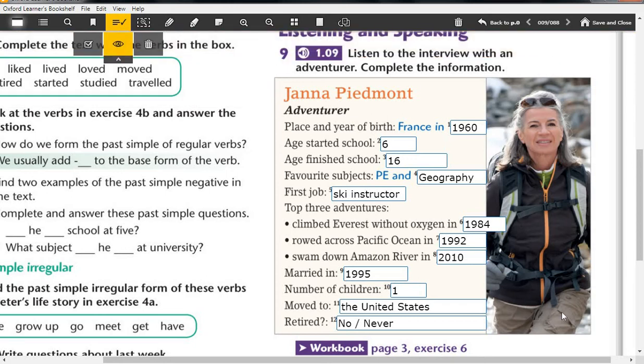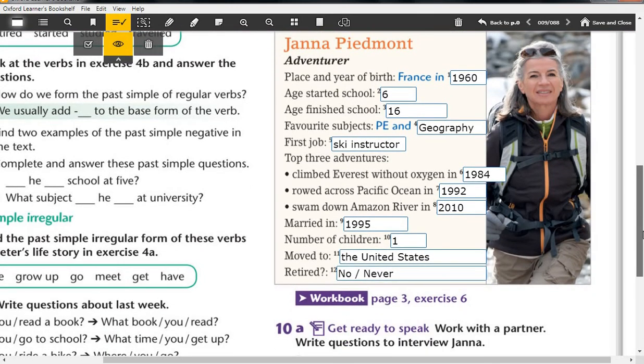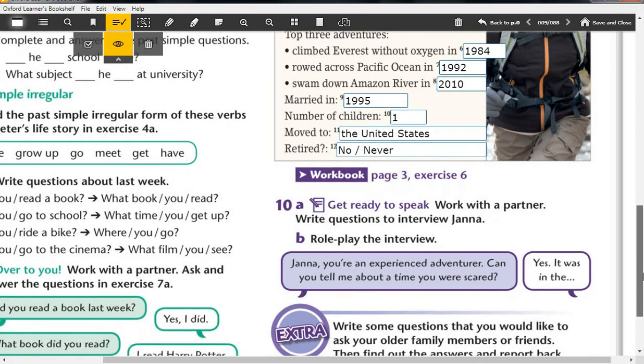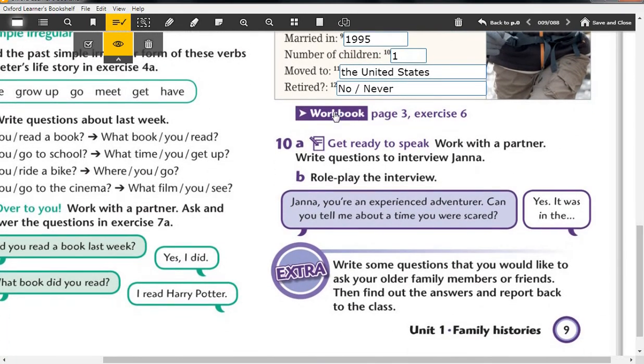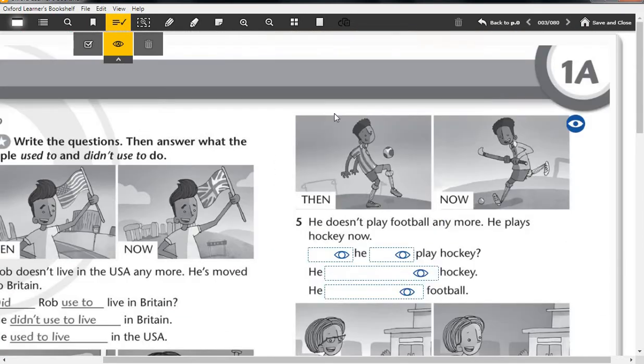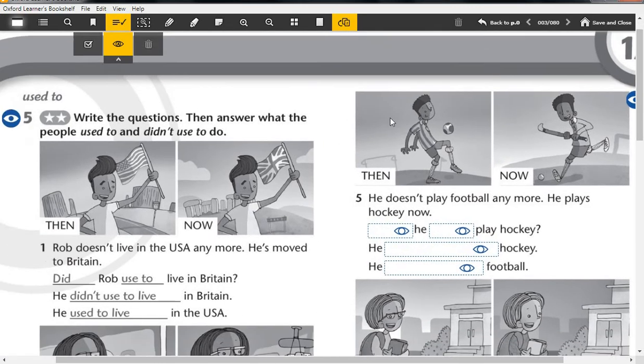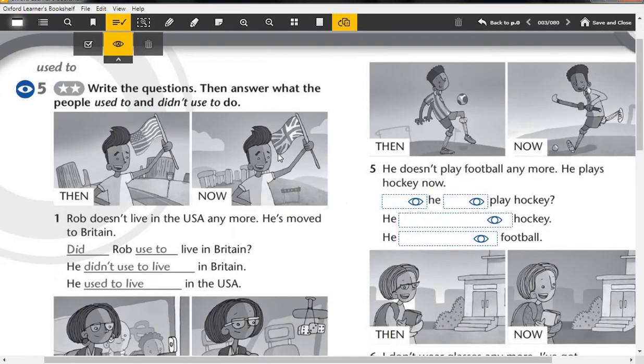Okay, while listening, we saw the answers. Okay, workbook page 3, exercise 6. Let's see it. Okay, write the questions, then answer what people used to and didn't used to do.